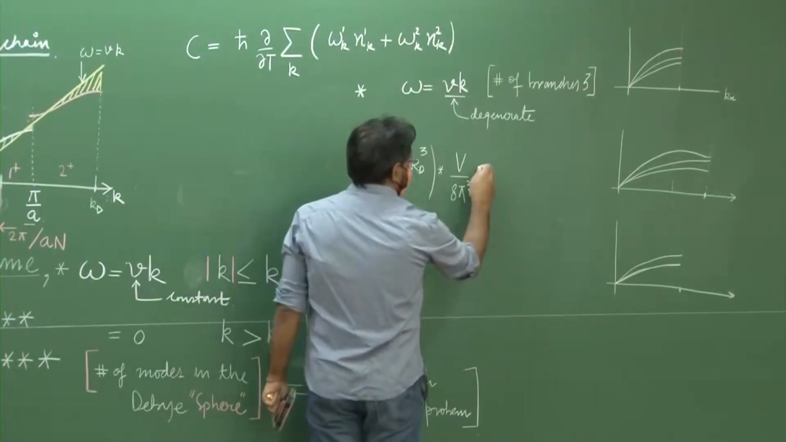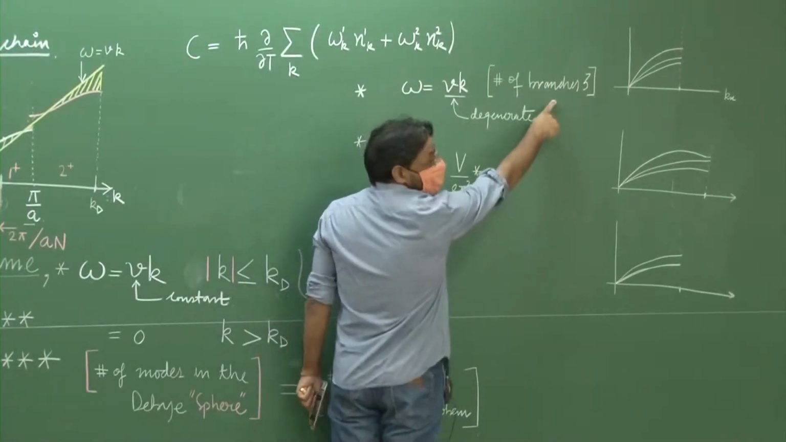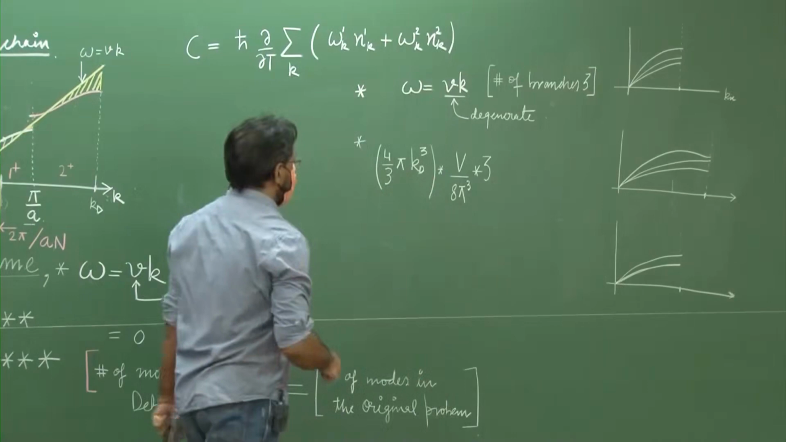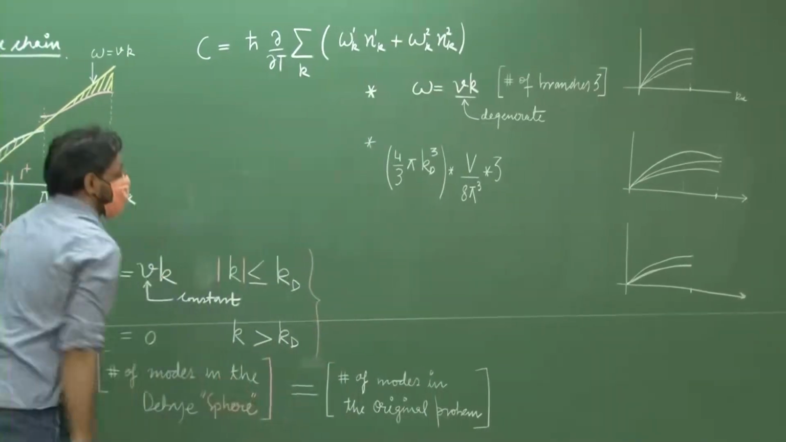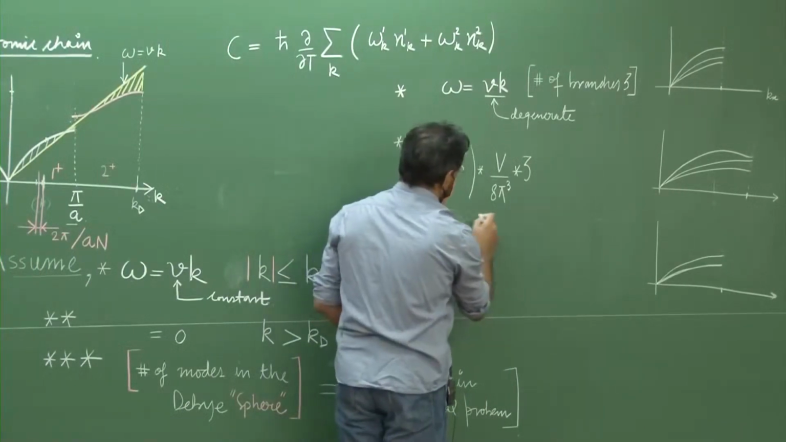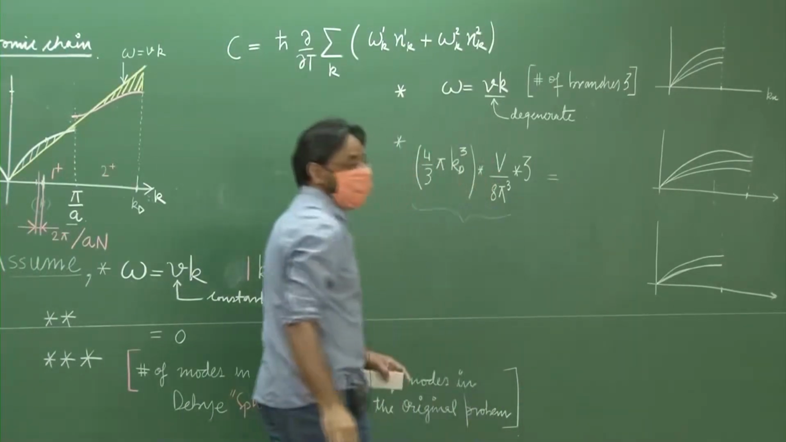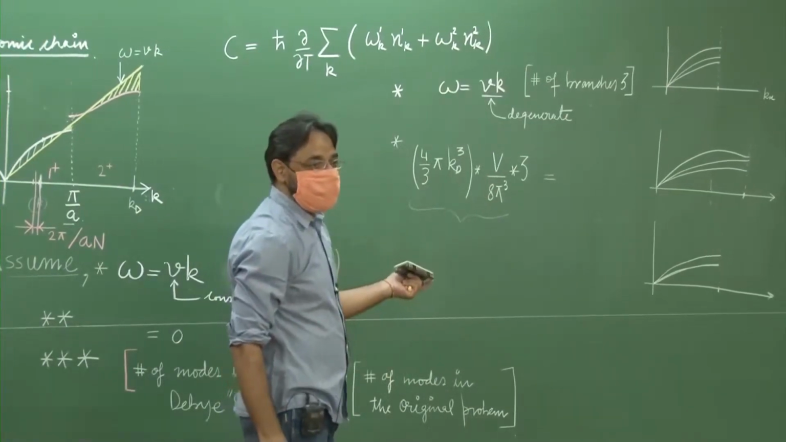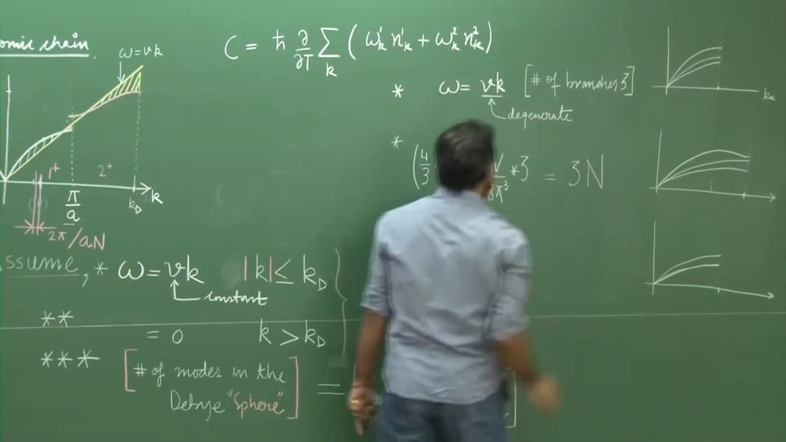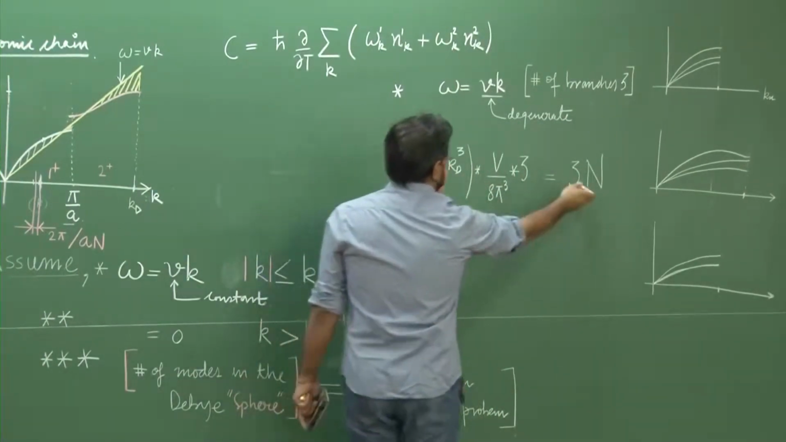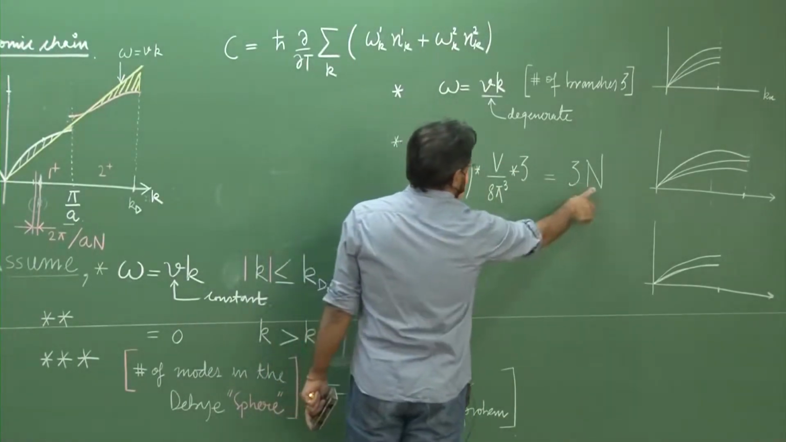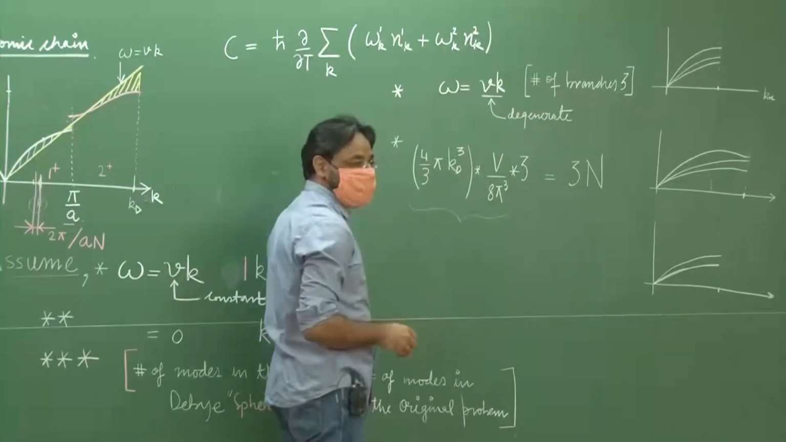Now I have to multiply it with 3 also, because Debye also assumed 3 branches. Each branch has to be taken into account. So this is the left hand side now. These are the number of modes inside the Debye sphere. And this should be equal to the actual number of modes in our problem, and that is 3n, because we are dealing with a monoatomic lattice. So now you can simplify it. 3 and 3 will cancel out, and n will remain, and V by n will become little n, that is the number density.